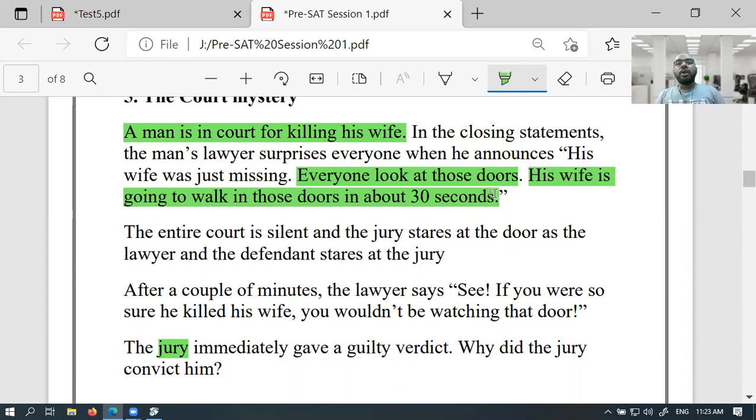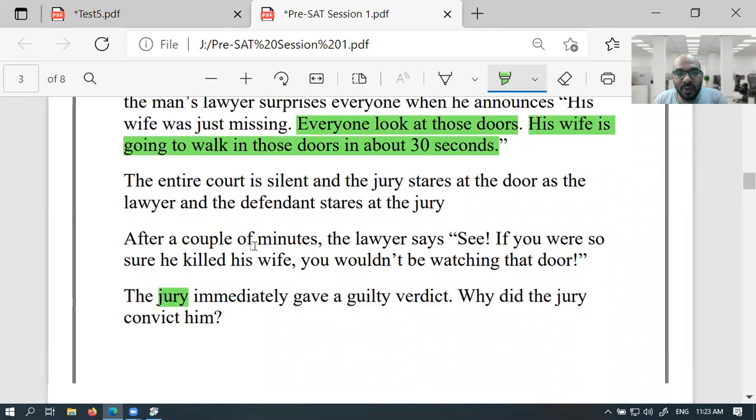So I want to play a trick on the judge and the jury. So I said, you know what? This man didn't kill his wife. And you know what? His wife is just missing. She left the house. His wife will enter the court now. Look at the door. So the entire court looked at the door.